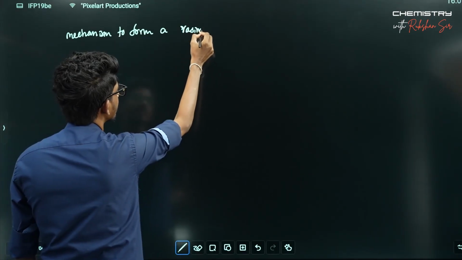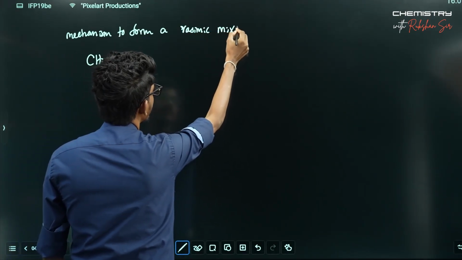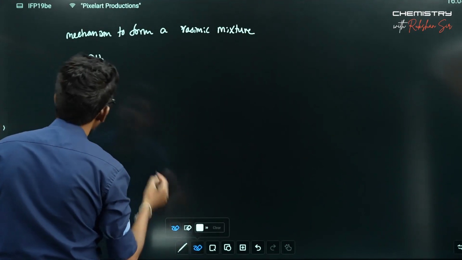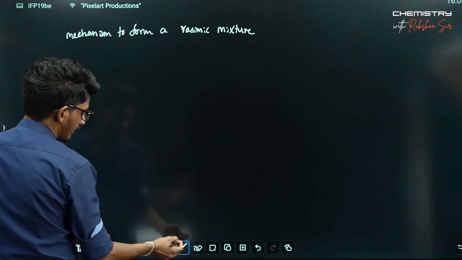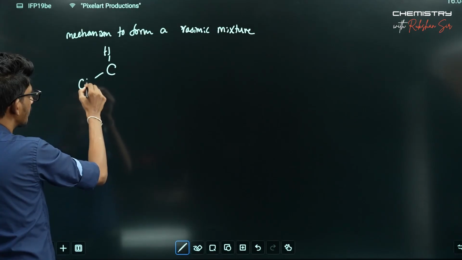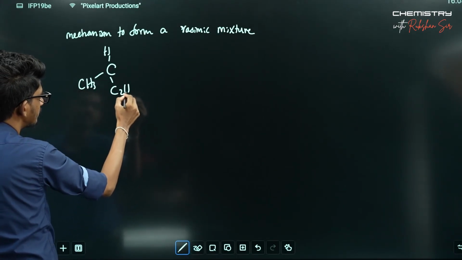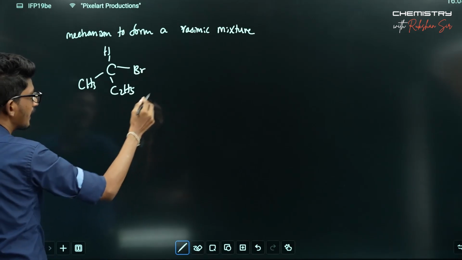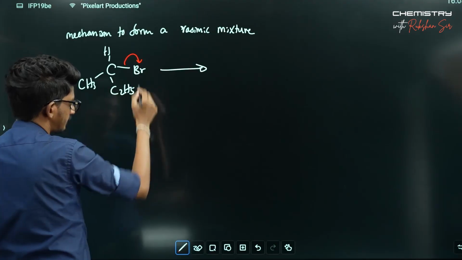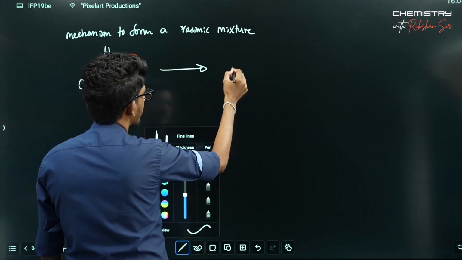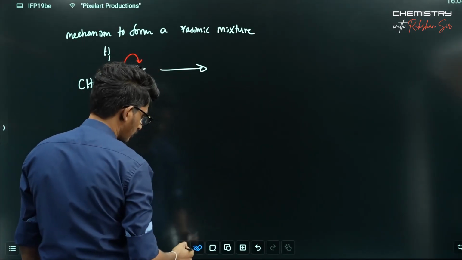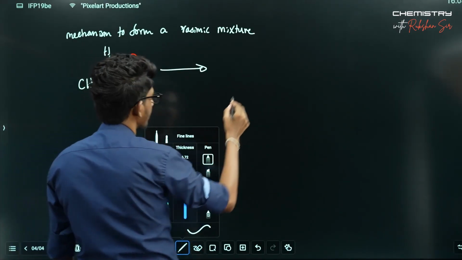It is from a racemic mixture, right? So it's like this now. You are starting with this, and at the first step, this Br leaves, right? By forming this carbocation, the Br, the leaving group, will leave, right?